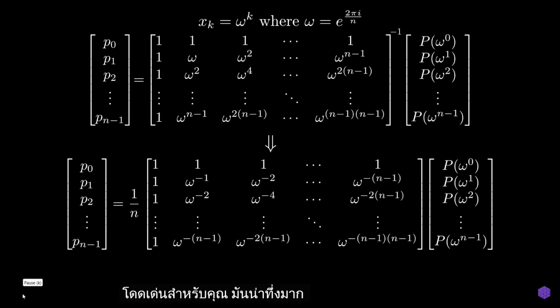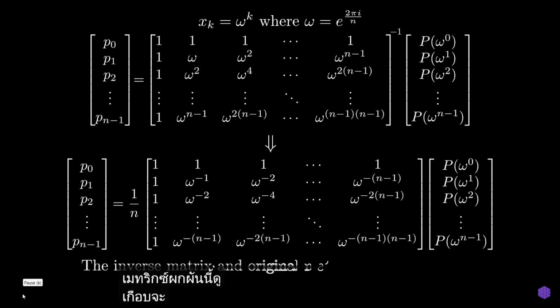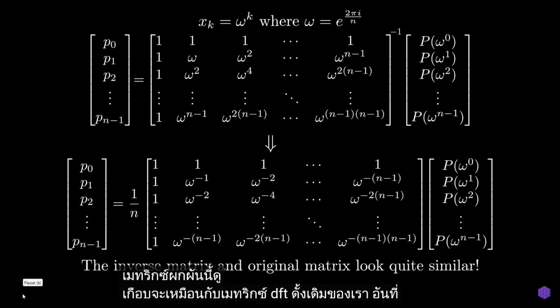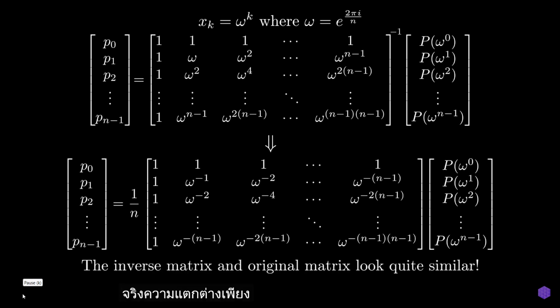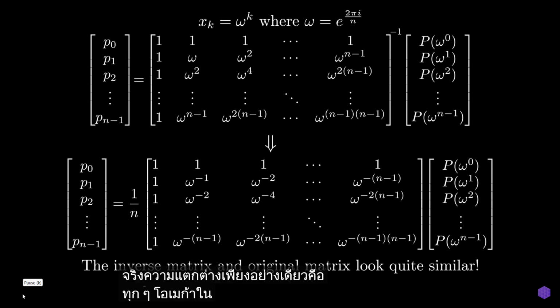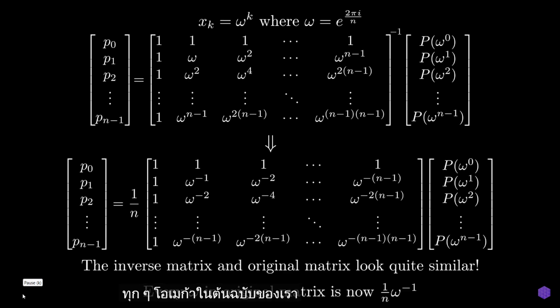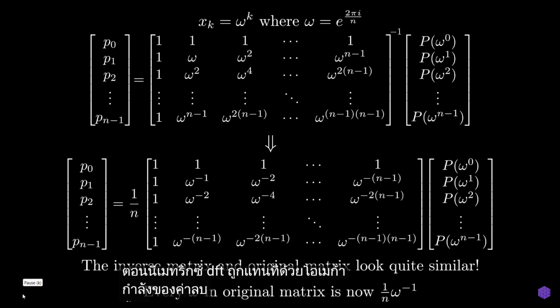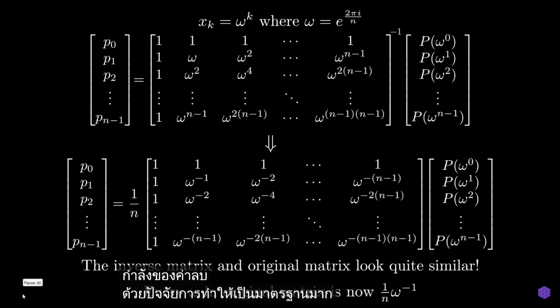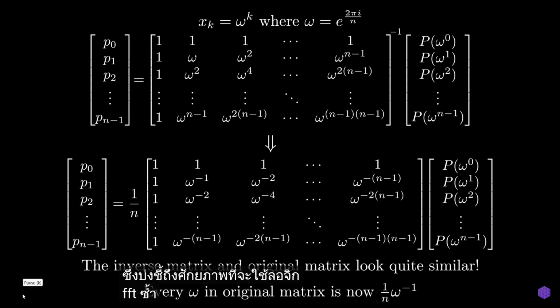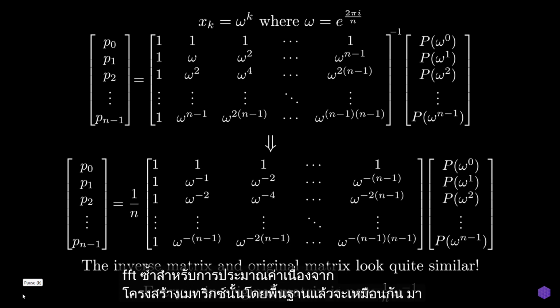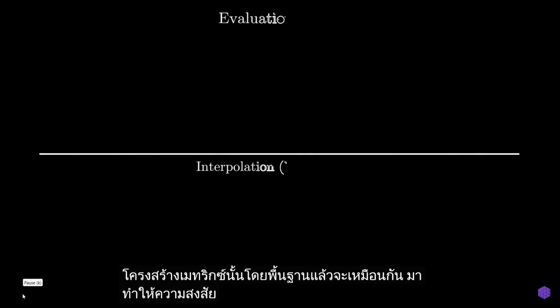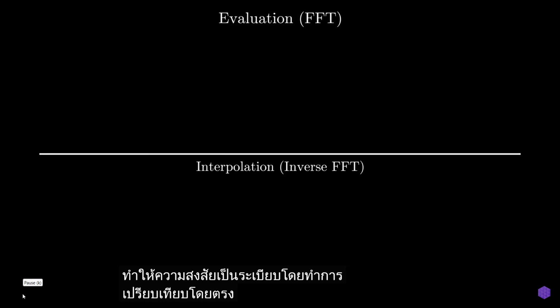It's really quite amazing, but this inverse matrix looks almost the same as our original DFT matrix. In fact, the only difference is that every single omega in our original DFT matrix is now just replaced with omega to the power of -1, with a normalization factor of 1 over n. This indicates a potential to reuse the FFT logic for interpolation since the matrix structure is basically the same. Let's formalize this suspicion by doing a direct comparison.